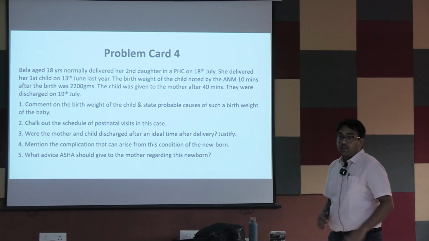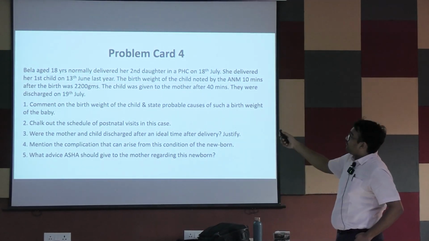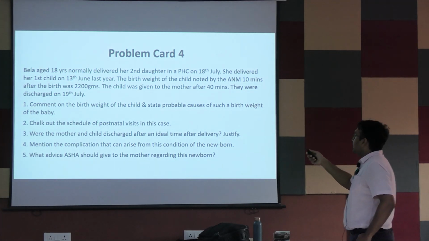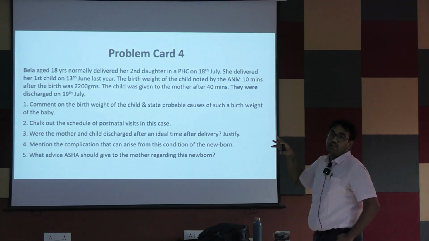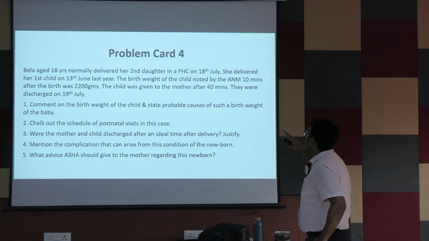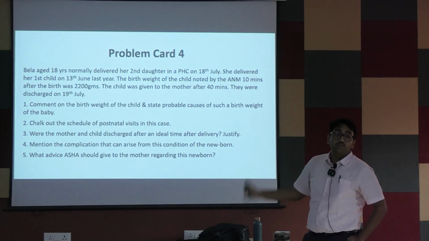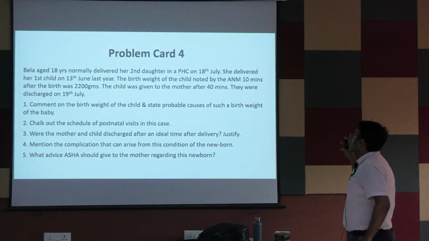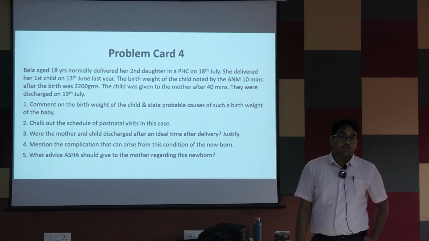So this is another case of problem with the child. Bella. Bella is aged 18 years. She delivered normally her second daughter in a PHC on 18th July. She delivered her first child on 13th June last year. The birth weight of the child noted by the ANM 10 minutes after birth was 2200 grams. The child was given to the mother after 40 minutes and they were discharged on 19th of July.